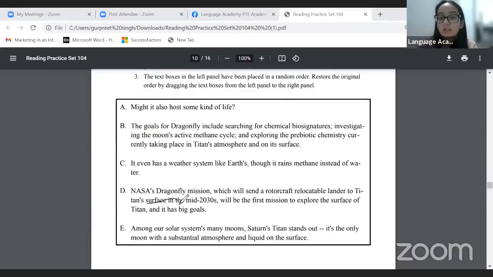chronological order sequence. So you have to start with E: among our solar system's many moons, Saturn's Titan, meaning the moon of Saturn, which is called Titan, stands out. It is the only moon with a substantial atmosphere and liquid on the surface. This is where you're introducing that out of all the moons, we are going to talk about the moon of Saturn, whose name is Titan. And then you start talking about Titan. Without introduction, you cannot start giving details. We are sending this to Titan, we are sending that to Titan. So this is the way of finding the first sentence, where is the introduction.